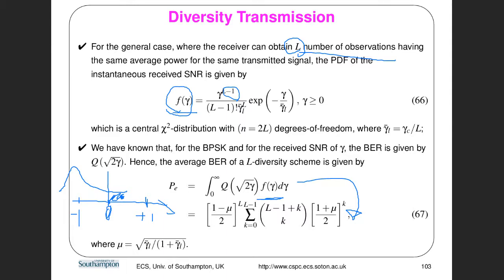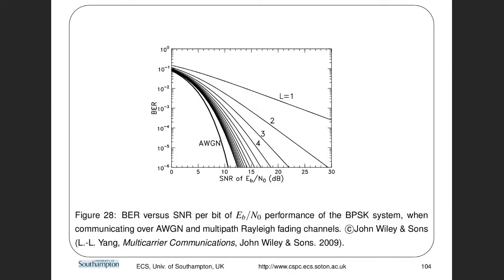But the significance of this equation is that it tells us here that this is a AWGN channel. This is a Rayleigh channel without diversity. So as the diversity order increases, the performance would approach the AWGN channel's performance, which is pretty much the upper bound.